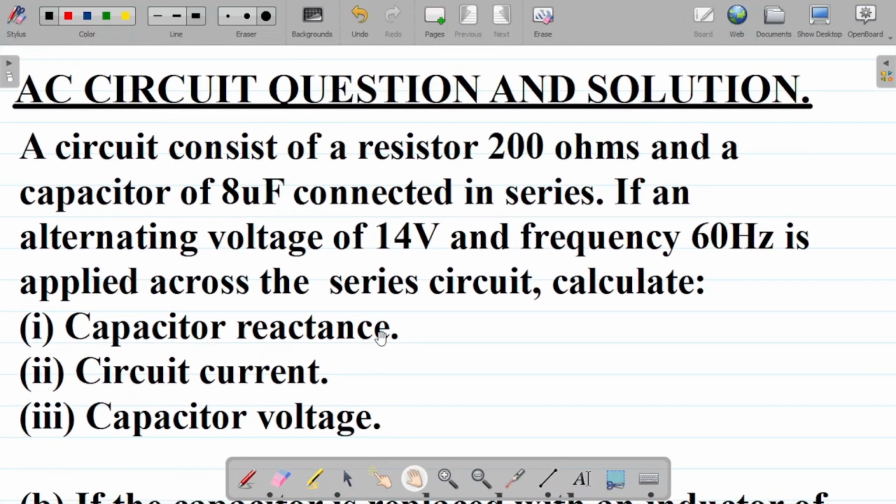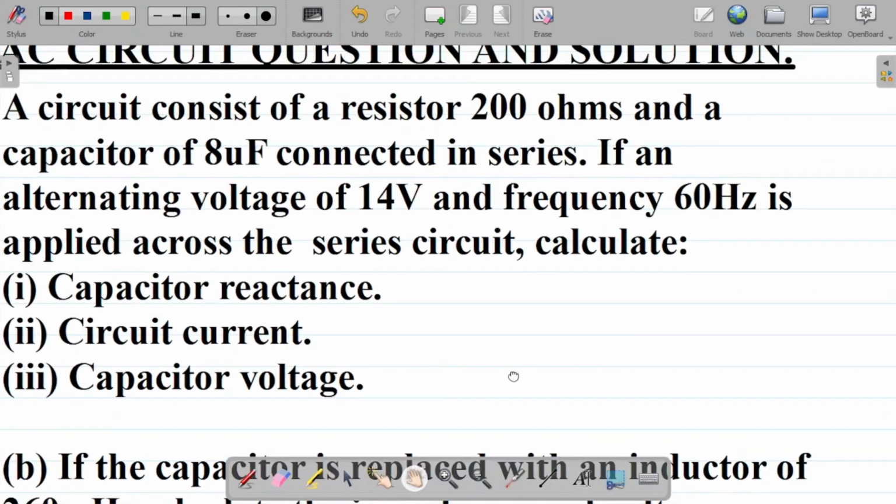After circuit current, what next? Next we are asked to find the capacitor voltage. Emphasis on capacitor. Observe that the question moved from capacitor to circuit and now back to capacitor. So understand how this thing works. Back to capacitor now.